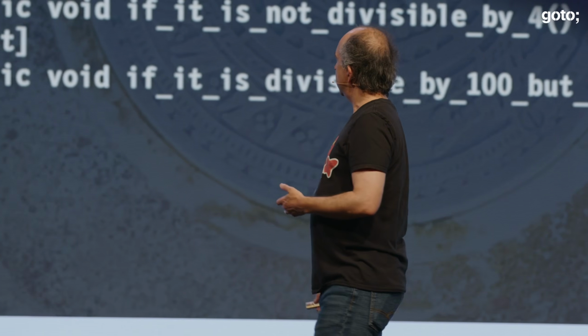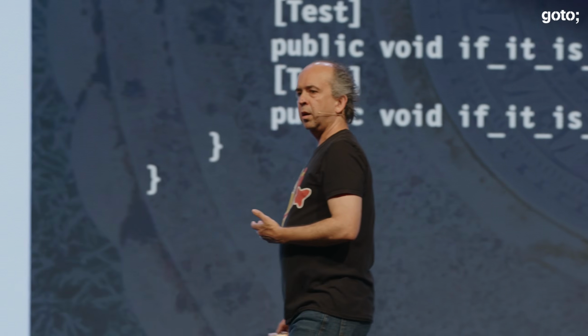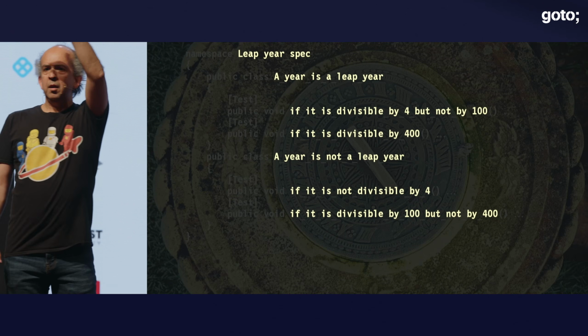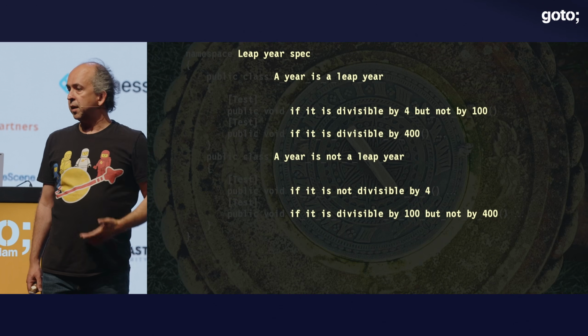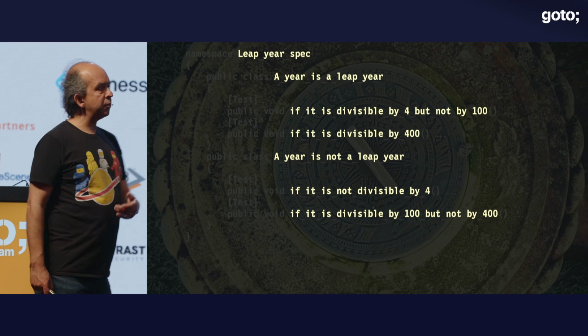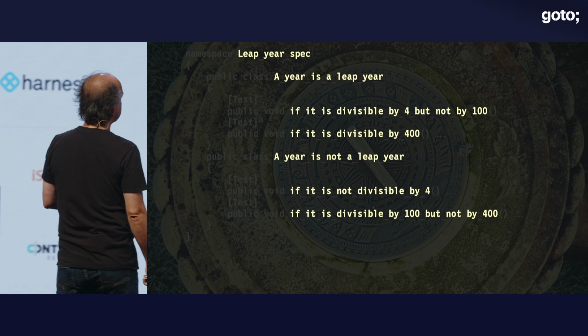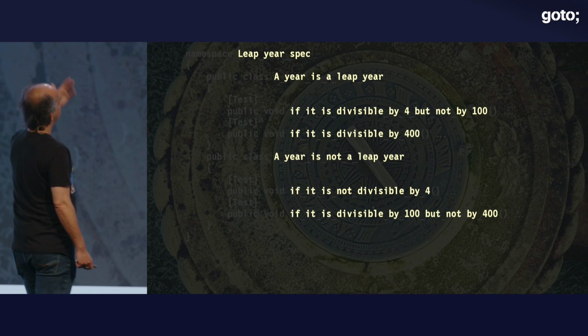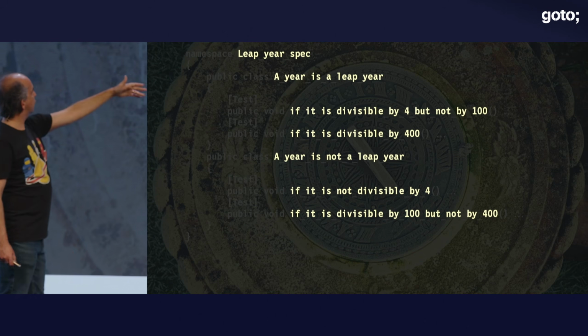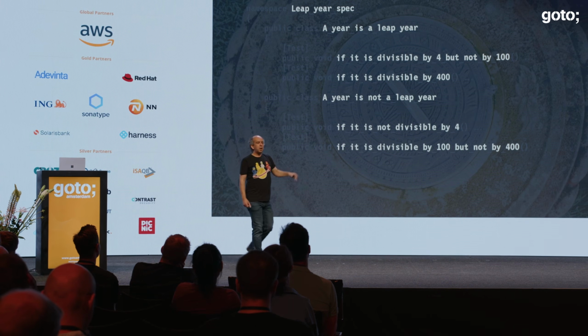So let's take it a step further. What I'm doing here is structuring, given the constraints of the language, and let's drop away things, I'm using a namespace as a container. I could also use a class as a container, nesting of classes. What I'm now doing is grouping things. I'm saying, oh yeah, there's a leap year spec. A year is a leap year if it is divisible by 4, but not by 100. A year is a leap year if it is divisible by 400. A year is not a leap year, and so on.